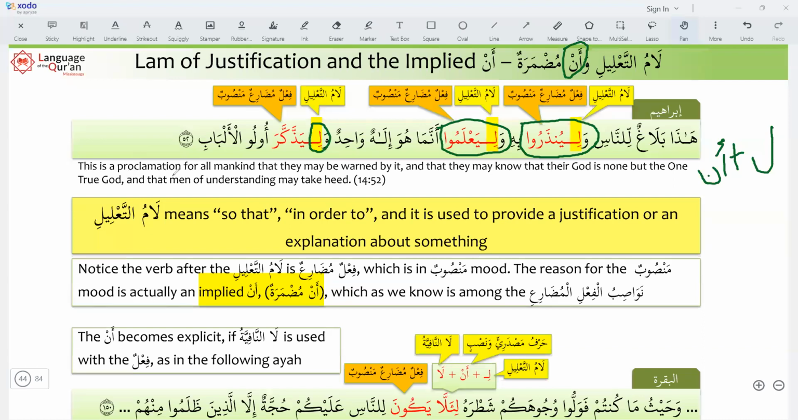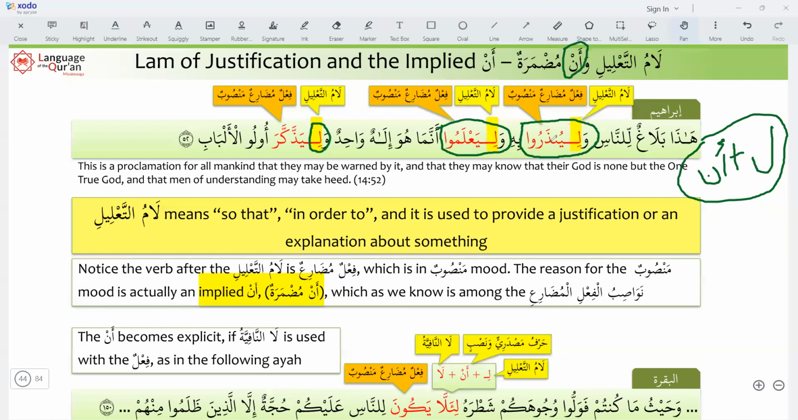This is a proclamation for all mankind that they may be warned by it, and that they may know that their God is none but the one true God, and that men of understanding may take heed. So this lam is giving mansub. This lam itself cannot give the mansub, but an is already implied in this lam. That's why an is giving mansub here.